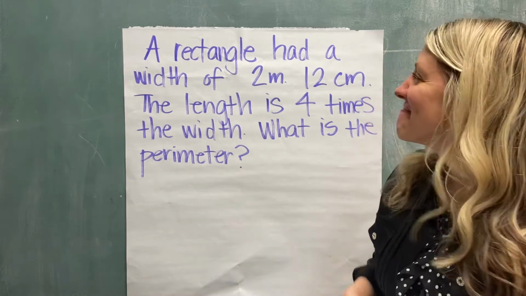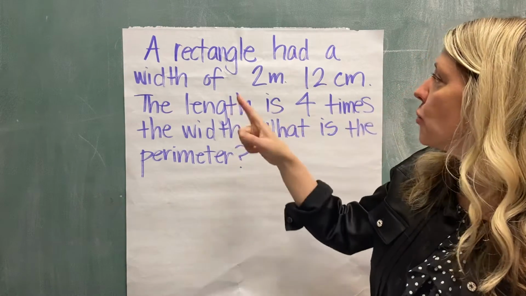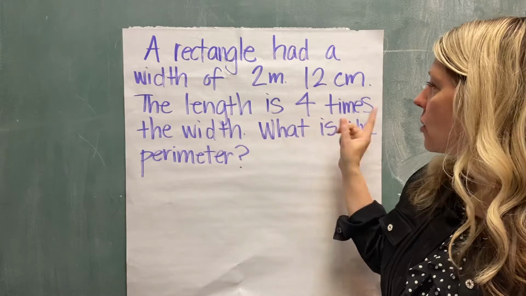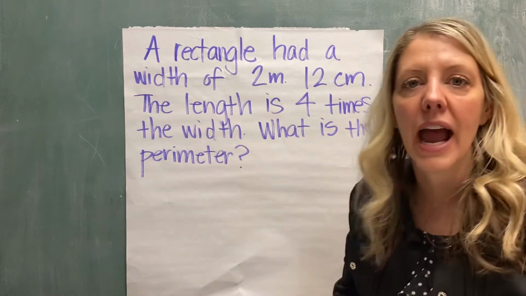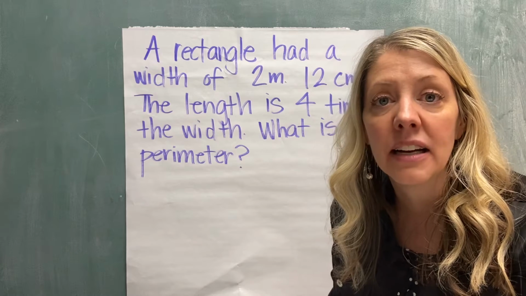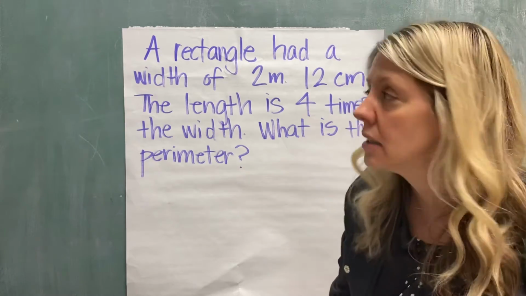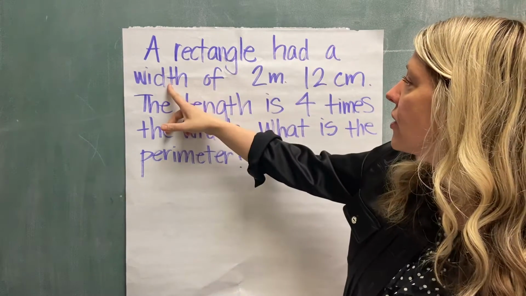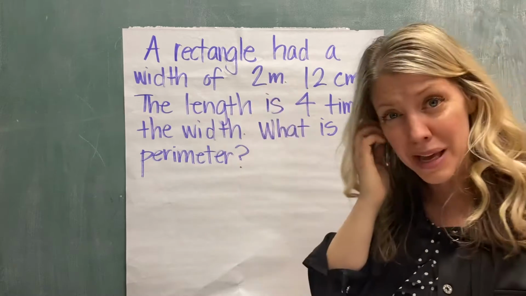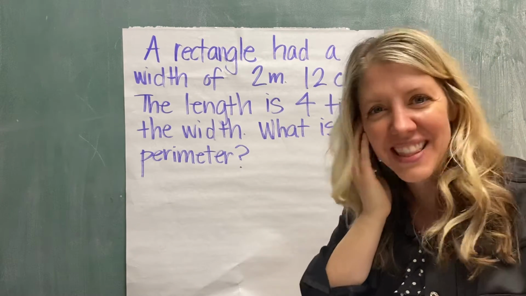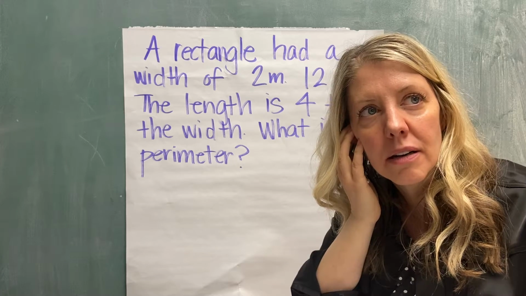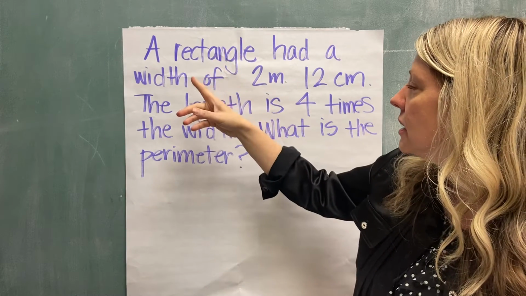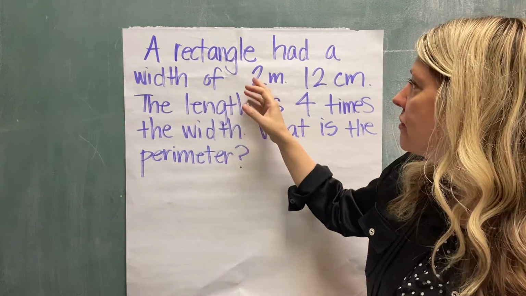Okay, here we go. A rectangle had a width of 2m, 12 cm. The length is 4 times the width. What is the perimeter? All right, I have no idea what I just read, so I'm going to read it again. A rectangle, okay, I know what a rectangle is, had a width of 2m. M. What do you think they mean by M? Oh, meters, that's right. Okay, so there's a rectangle and it has a width of 2m.